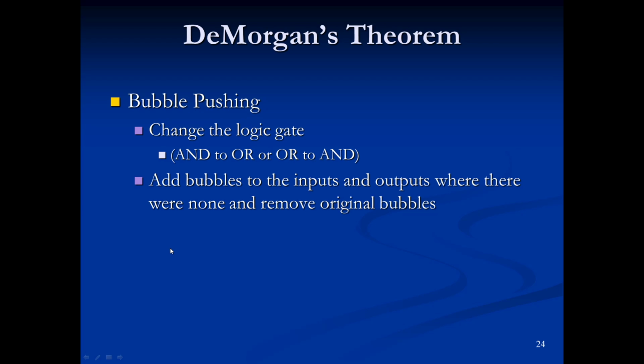So I already talked about this concept of bubble pushing, where you change the logic gate AND to OR, or OR to AND, and then you invert the bubbles at all the inputs and outputs, meaning if there was a bubble there, you remove the original one. If there was not a bubble there, you would add a bubble.